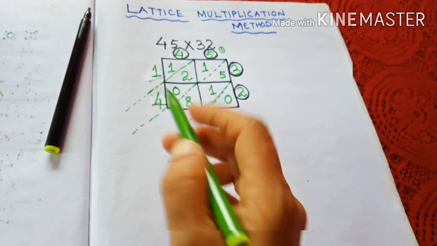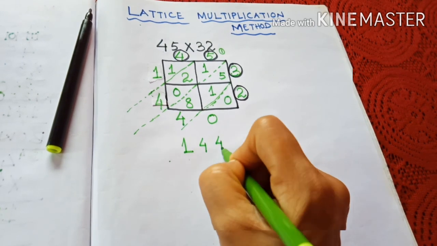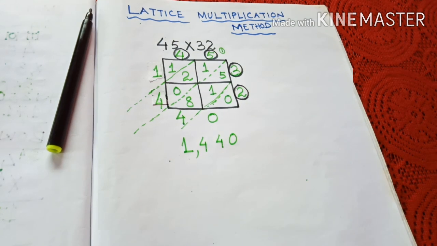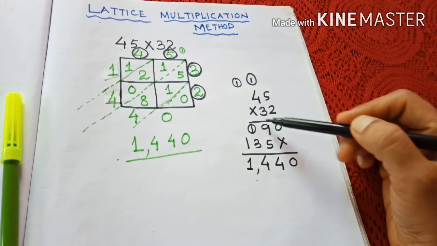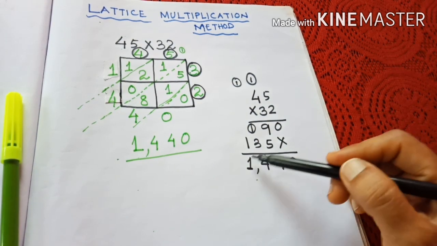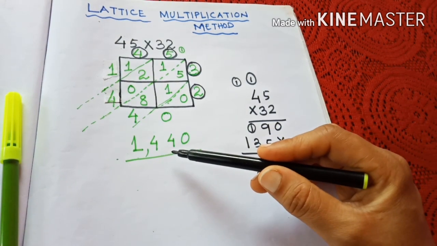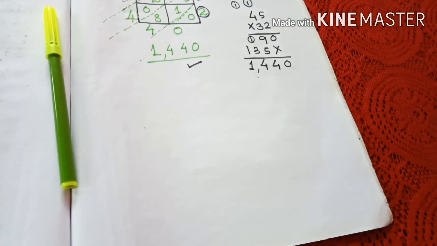So what is our answer? Our answer is 1440. We will check our answer by the direct multiplication method. Yes, in the direct multiplication method also we are getting the same answer that we got in the lattice multiplication method. So our answer is correct. Okay, now we will do the second question.